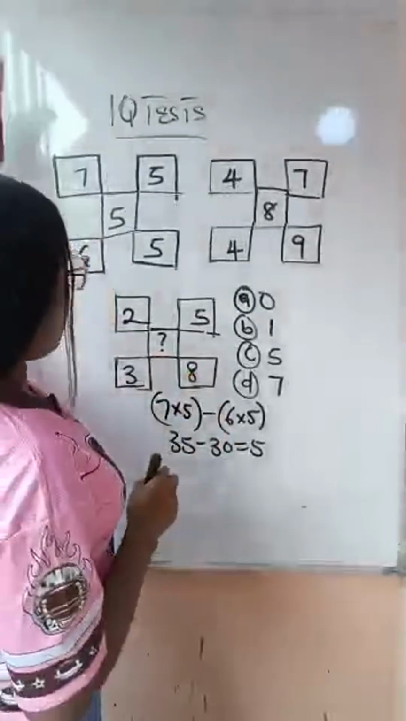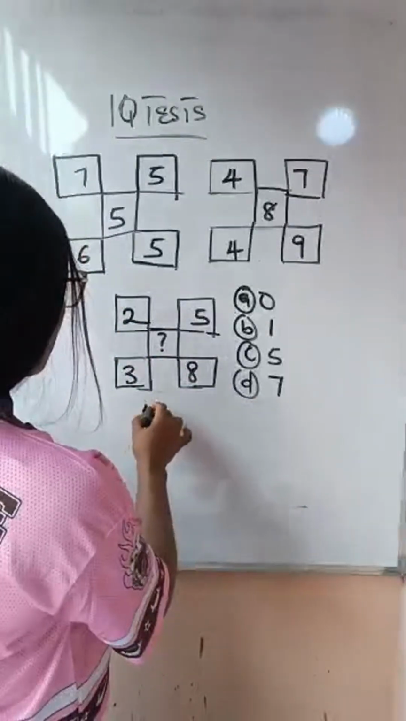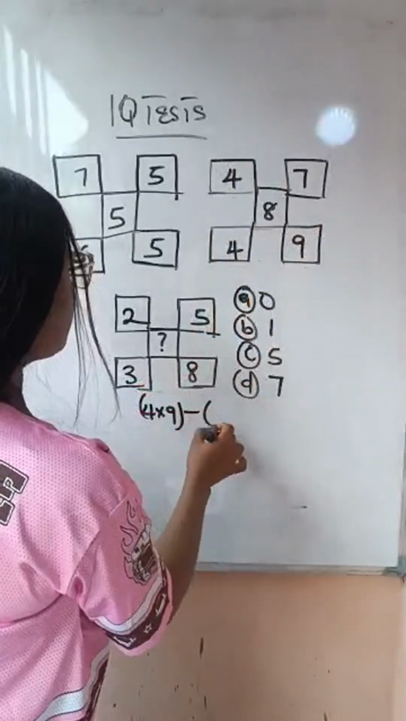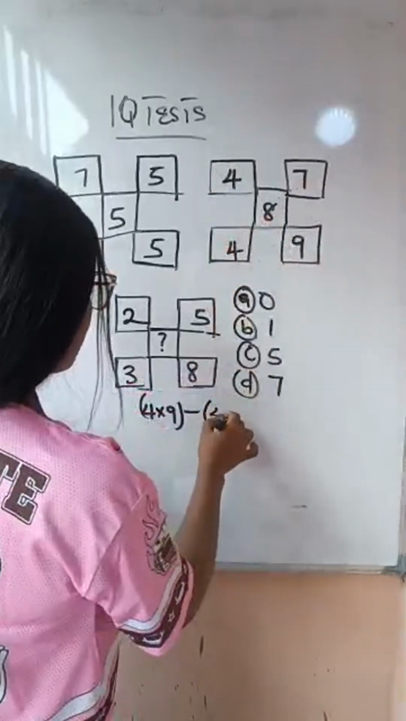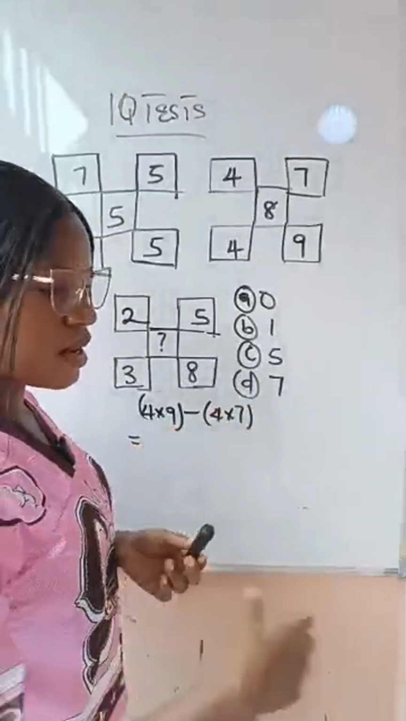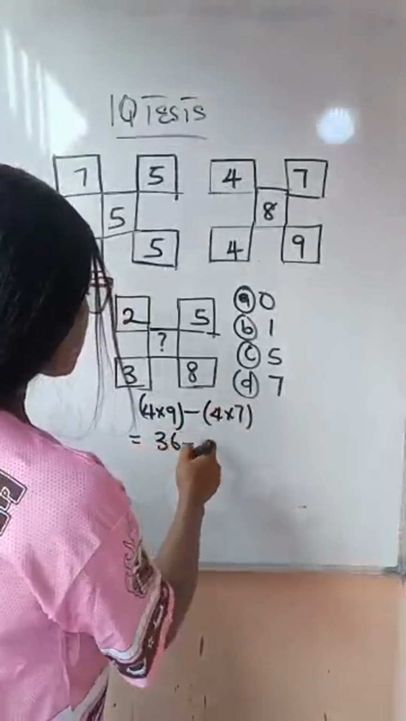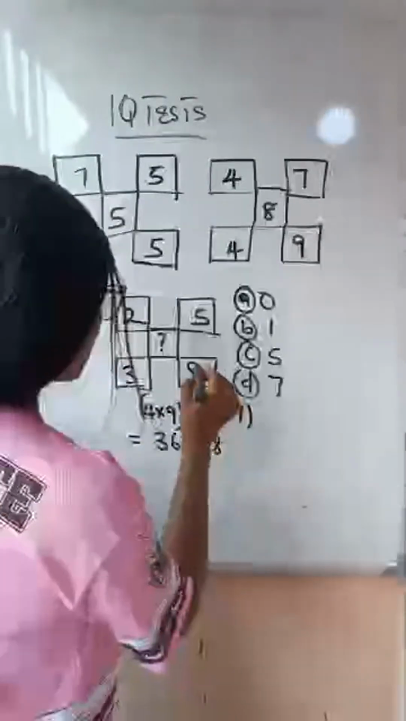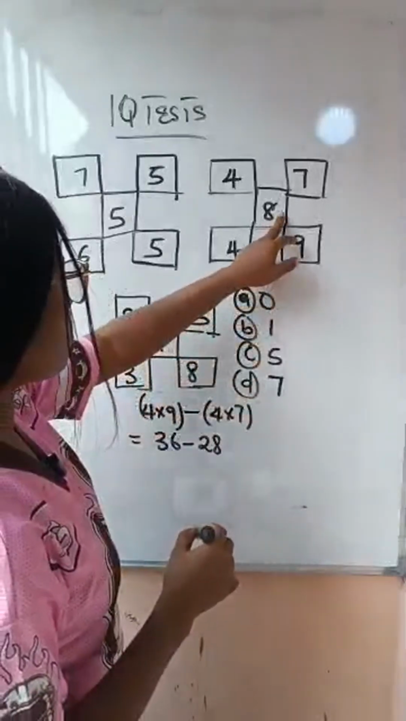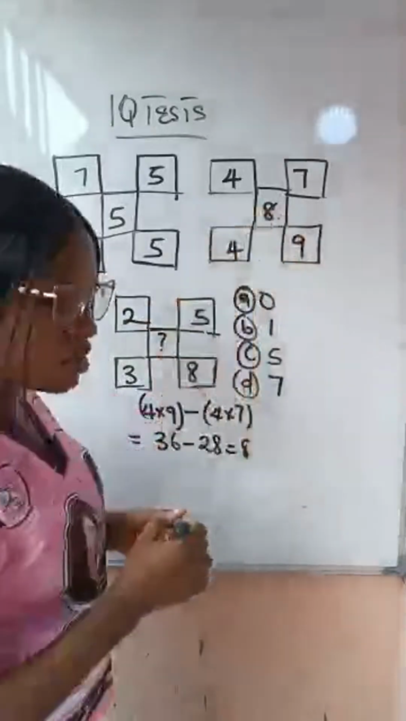Now, similarly, for the second one, 4 multiplied by 9 minus 4 multiplied by 7. 4 times 9 is 36, so we have 36 minus 4 times 7, which is 28. Now 36 minus 28 will definitely give you 8, right? That is how that is gotten.